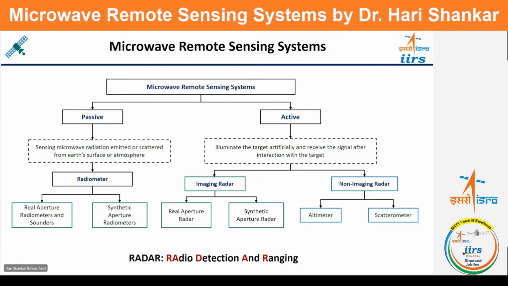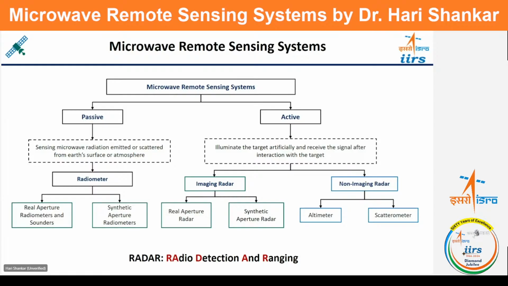So for that, what happens, we are searching for techniques by which we can increase the antenna length. That way is basically called the enhancement of the aperture or antenna length, and that enhancement we are doing synthetically. That's why the name is synthetic aperture radar. So they are basically giving more or high spatial resolution images.